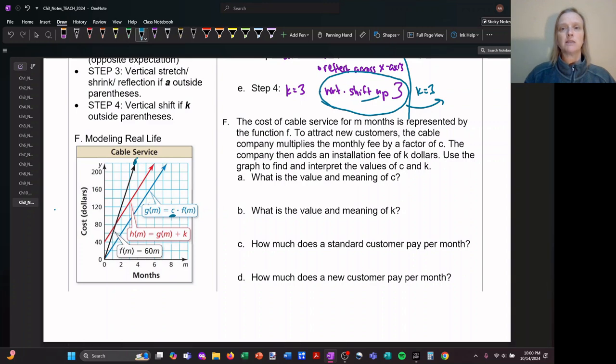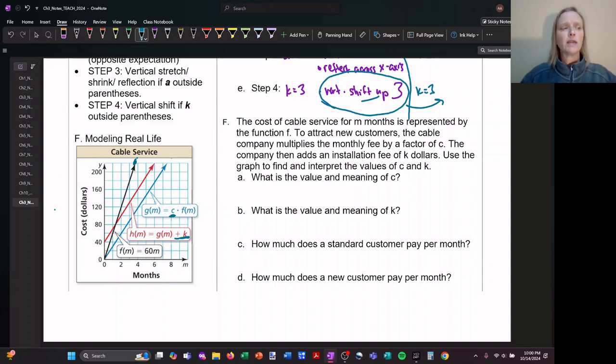The company then adds an installation fee of k dollars. So the red graph shows the G graph that has then had k added to it. Use the graph to find and interpret the values of c and k. So first of all, what is the value and meaning of c? What is the multiplication factor that causes the transformation from the black graph to the blue graph?